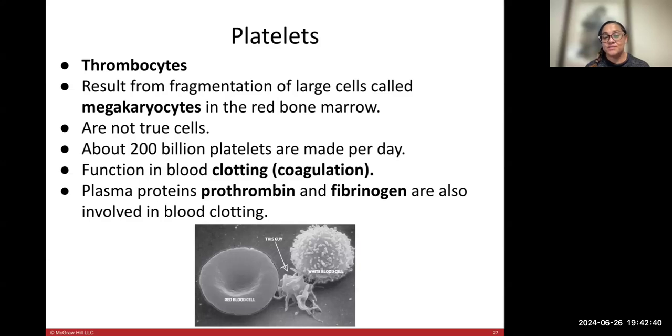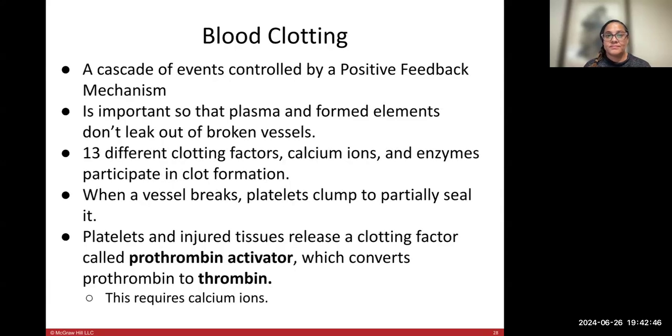The plasma proteins prothrombin and fibrinogen are also involved in blood clotting. It is a cascade of events controlled by a positive feedback mechanism. It is important so that the plasma and formed elements don't leak out of broken blood vessels. There are 13 different clotting factors, calcium ions, and enzymes that participate in clot formation.